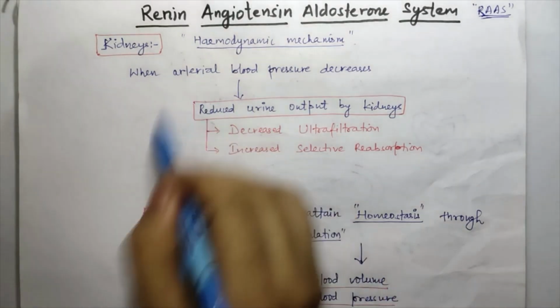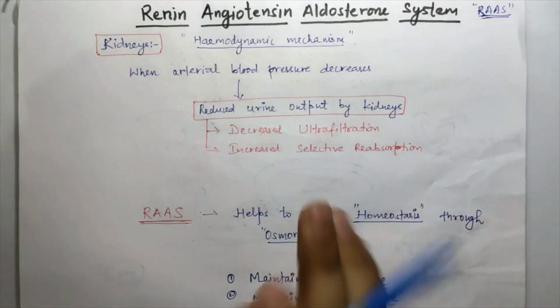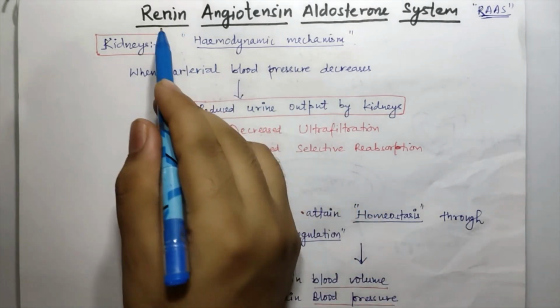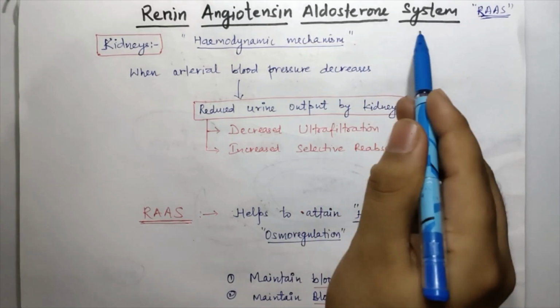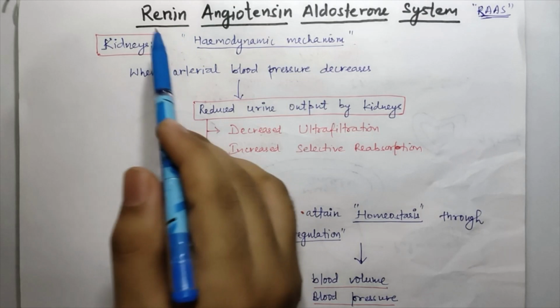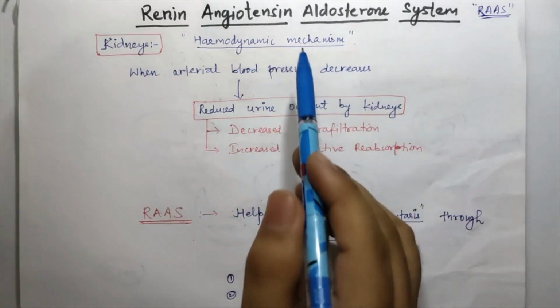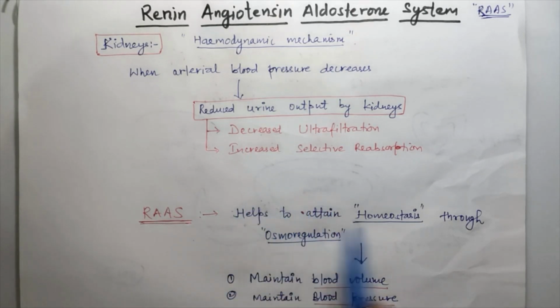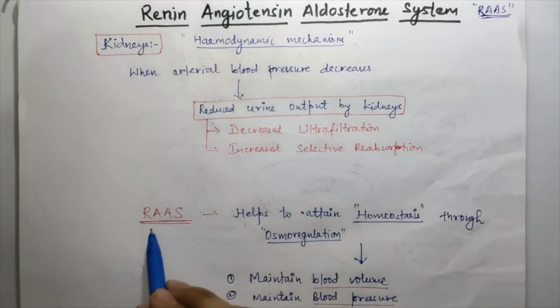If the kidney is doing so much, then why does our body feel the need for this renin angiotensin aldosterone system? Moreover, nature has placed the different components of this RAS system in our body so beautifully, and they work in an excellent way to bring about a state of homeostasis through osmoregulation. Ultimately, the main duty of the RAS system is to maintain blood volume and blood pressure.